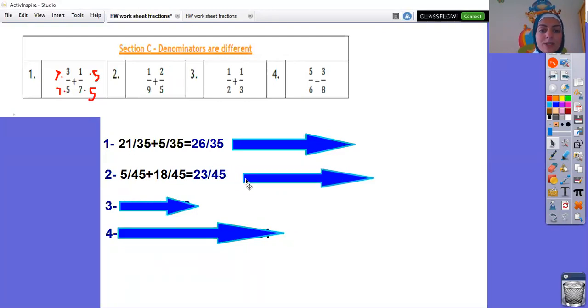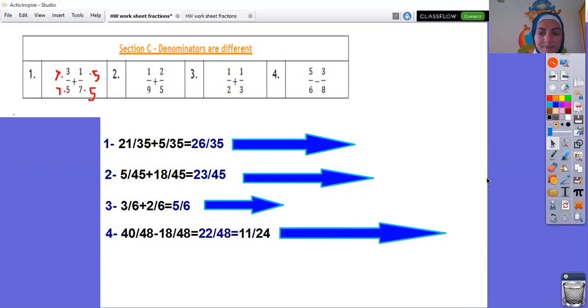Okay. Question number 3, the same idea, and it's easy, by the way. You're going to make the common denominator 6, and then you multiply the 1/2 by 3 up and down, and the third by 2 up and down, and then you have the answer 5/6. The same idea for the 4th question.